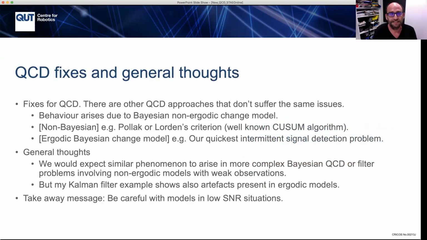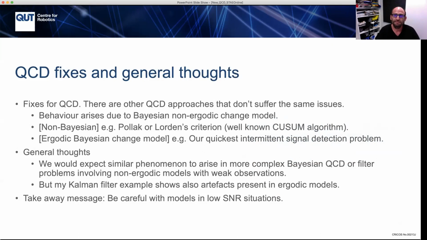Okay, so fixes. In the quickest change detection problem, there are other quickest change detection approaches that don't suffer the same issues. The behavior really arises because of that left-to-right non-ergodic model. So there are non-Bayesian techniques, and there are ergodic Bayesian techniques which will work. The CUSUM algorithm doesn't suffer this phenomenon to my knowledge.